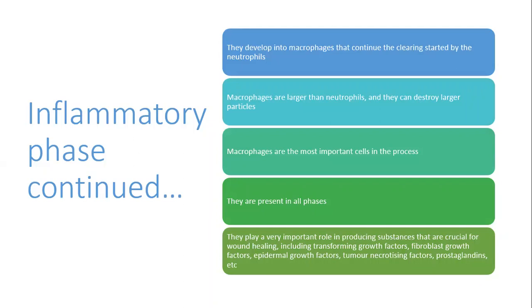They play a very important role in producing substances that are crucial for wound healing, including transforming growth factors, fibroblast growth factors, epidermal growth factors, tumor necrosis factors, prostaglandins, etc. This last part is only for interest's sake, all right? That is a very, very complex science going into that. The things that you should focus on, that you should know, is definitely the different cells and the different phases and what the cells do.